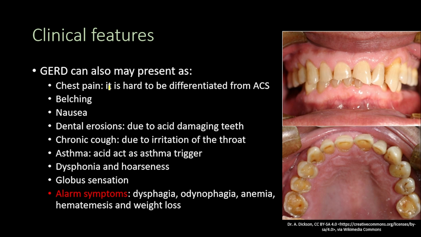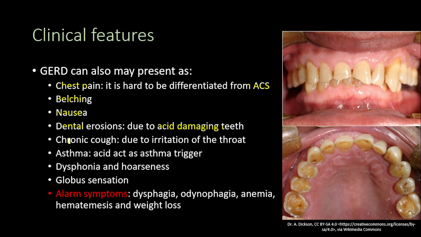Now also GERD may present as chest pain, and when it presents with chest pain, it is hard to differentiate from acute coronary syndromes like myocardial infarction and angina, because they also lead to chest pain. Now GERD may also present as belching, which is also called burping, and it may also lead to nausea and dental erosions, and that is due to the acid damaging the teeth, like you can see in this picture here.